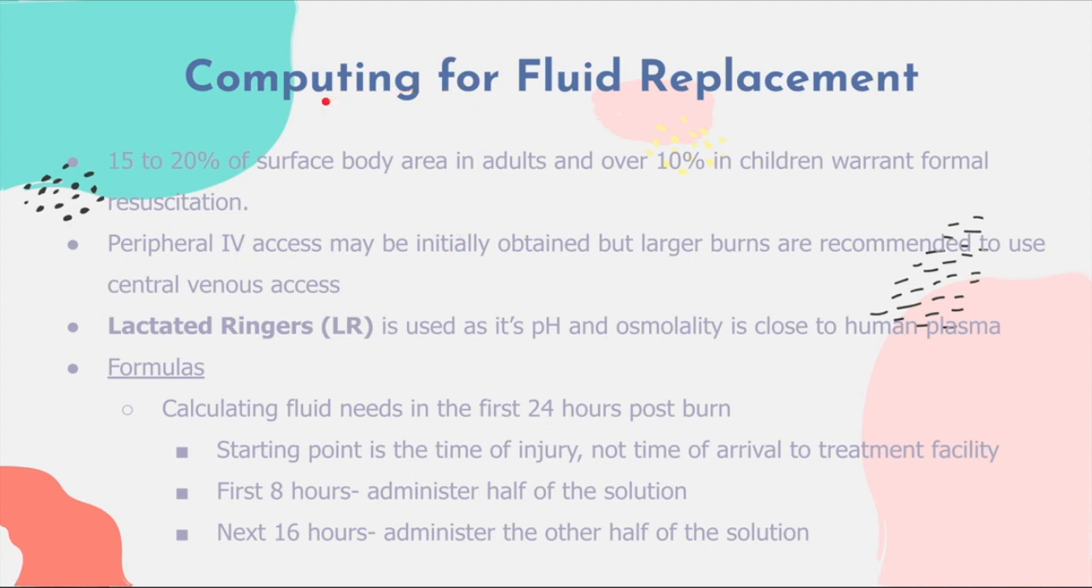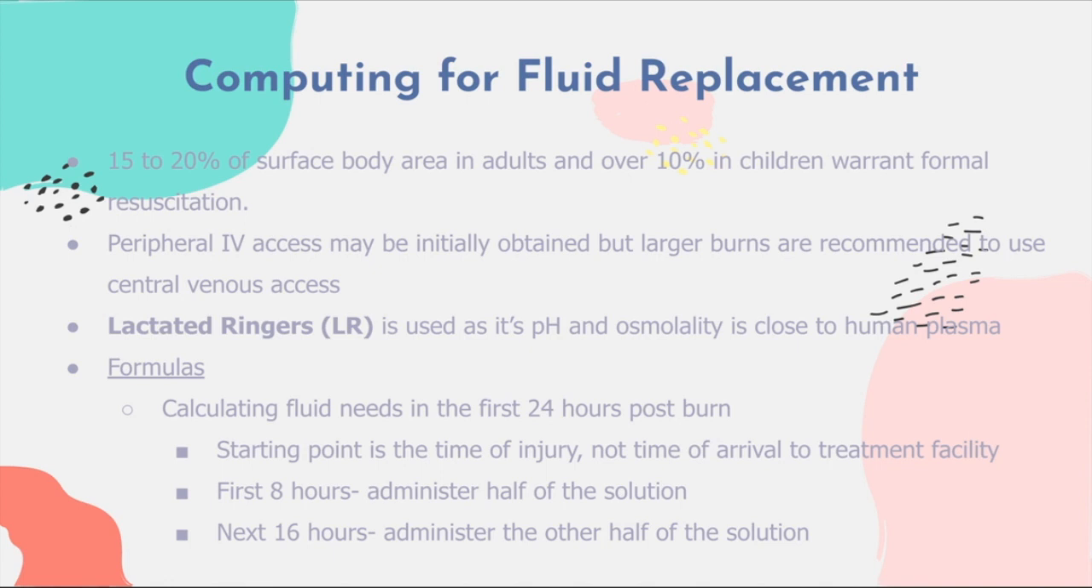Next is computing for fluid replacement. 15 to 20% of body surface area in adults and over 10% in children warrant a formal resuscitation. With that, peripheral IV access may be initially obtained, but for larger burns it is recommended to use central venous access. The solution used for burns is the lactated Ringer's solution, as its pH and osmolality are close to human plasma.